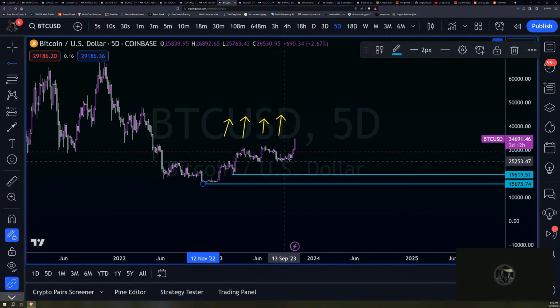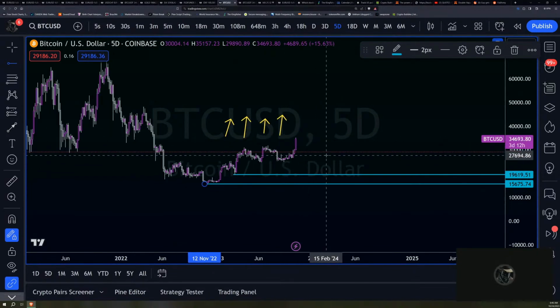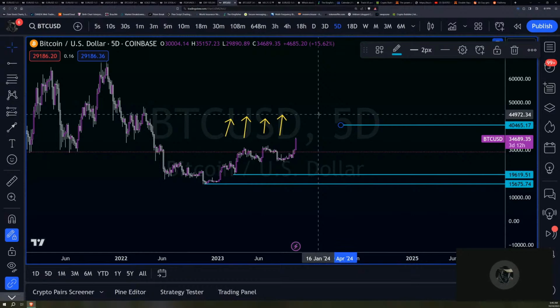And this, I think, will be an overextension. That's how I see it. But you know what, man? Anything can happen.